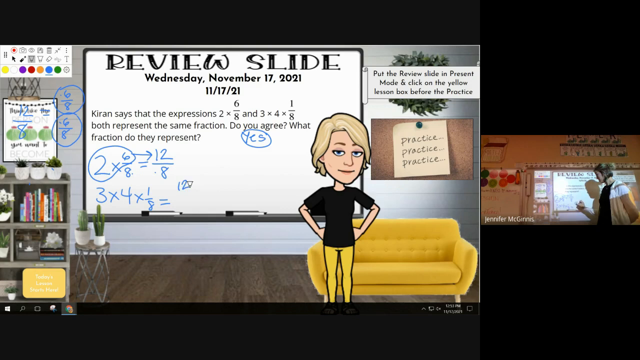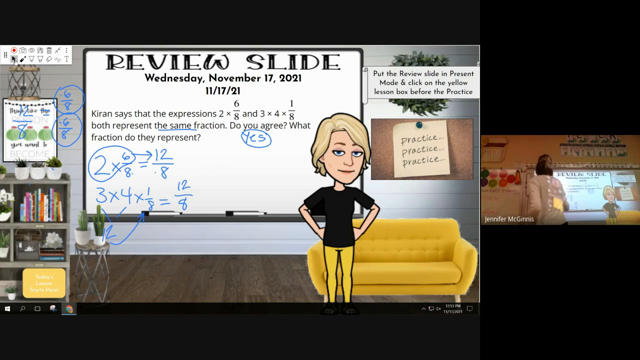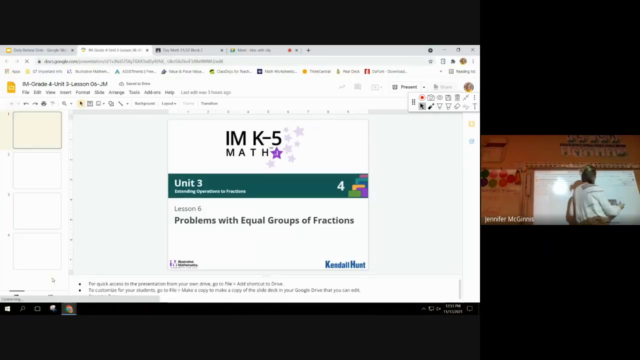Didn't you say you agree that they are the same? Yeah, 12/8 and 12/8. 3 groups of 4 groups of 1/8. We do 3 times 4 gives us 12. And then we put that 12 back to multiply the 1/8 and we get 12/8. You should have said yes, and the value of each expression should have been 12/8. Very good. All right. You have already opened up the lesson for today. You're going to need it.